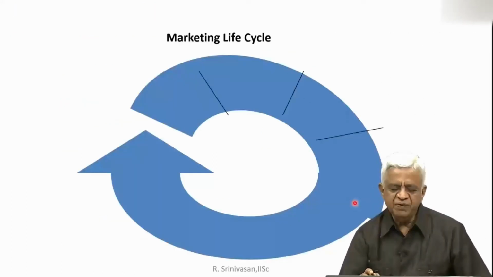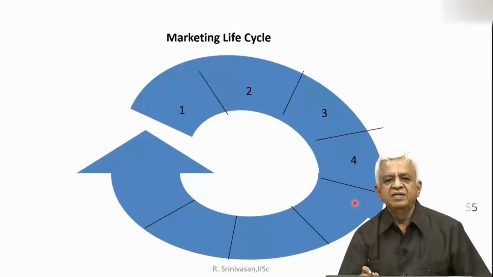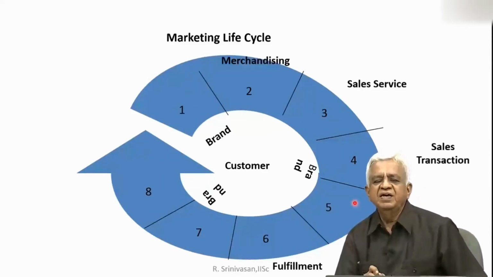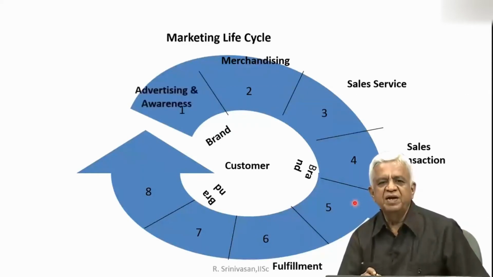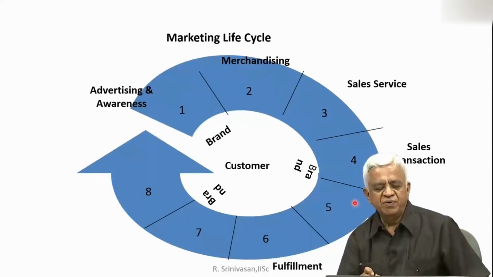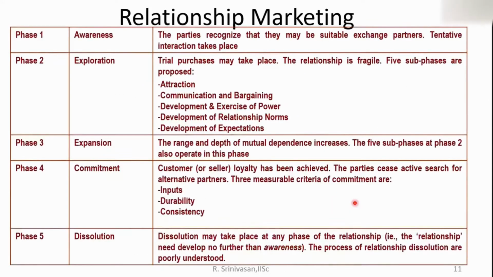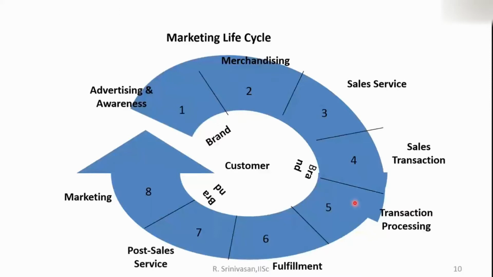Okay. Now, if you look at the marketing life cycle, this can be visualized as your brand coming in. First thing is what you do with respect to advertising and awareness. Second is the merchandising. Third is the sales and service. Fourth is the sales transaction. The fifth is the transaction processing. The sixth is the fulfillment. Seventh is the post sales service. Then the eighth is the real marketing.